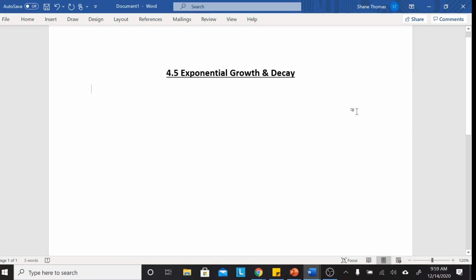Hey, exponential growth and decay. It's 4.5. Now, this is one that's used a lot for predictions. And it's actually kind of ironic that we're teaching this in the middle of a pandemic, because a lot of times those are the ones that it's used for.